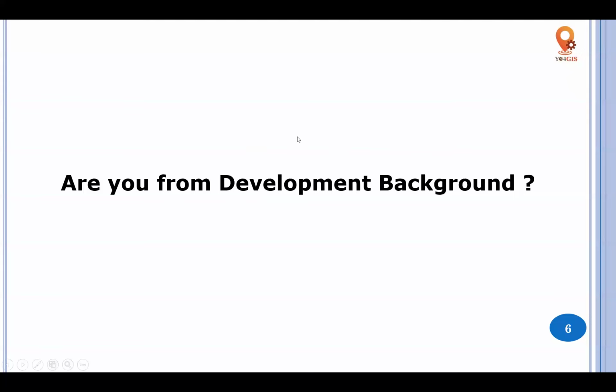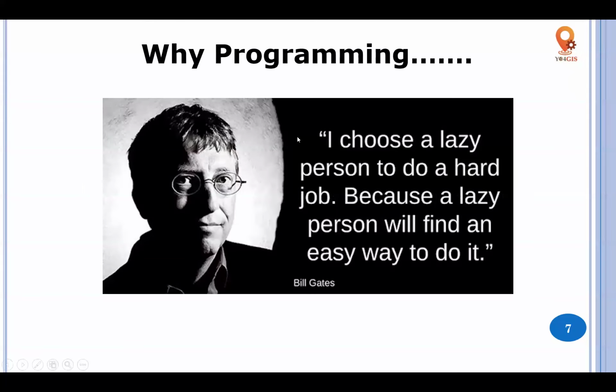So next thing is basically why programming is important for all the technical people. Why is programming required for all the technical people? Because as you know, at the start of this session I already told you, we are going to explore how to customize ArcGIS Pro. But ultimately the goal is we want to reduce the manual effort.